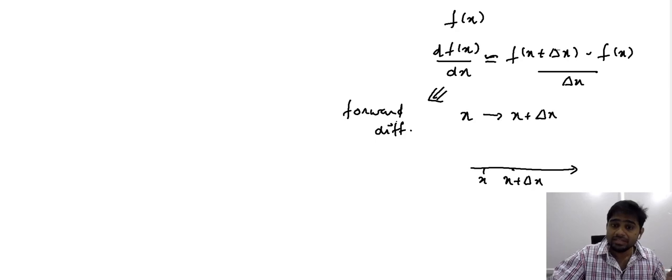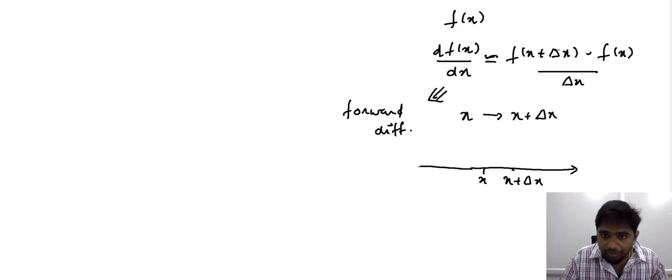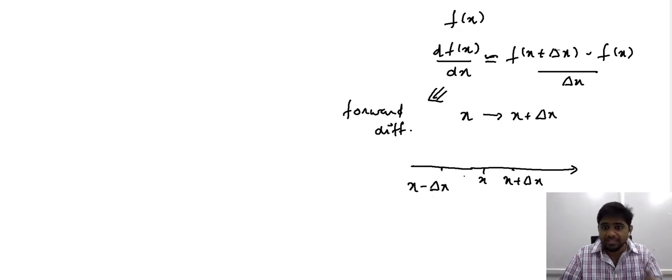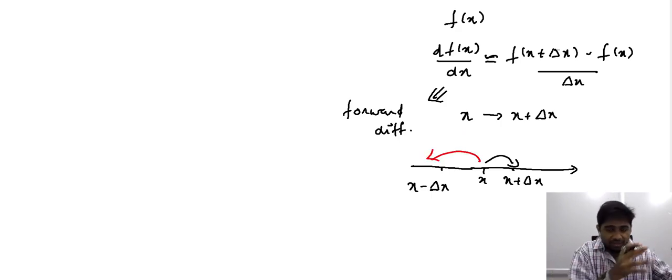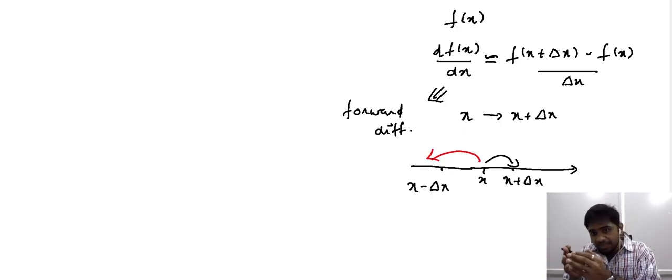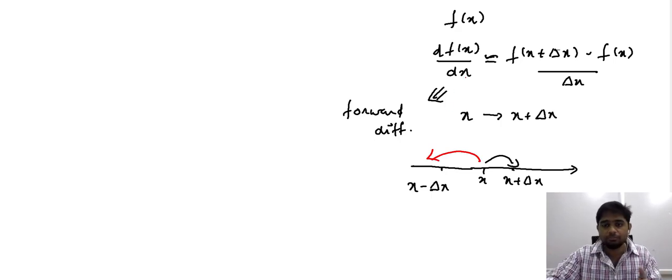Now we saw it is also possible for us to consider a point that is less than the original point. The new point that we are considering is less than the original point, so it is x minus delta x. So it is also possible for us to consider a point that is behind the original point. If you assume the earlier point to be forward, this point is rather behind the original point. So we are moving backward. In the first case we moved forward to find the new point in order to estimate the derivative.